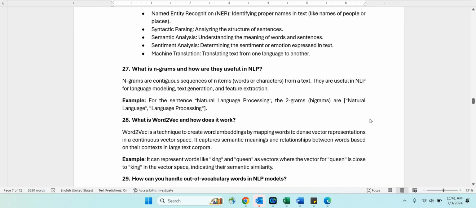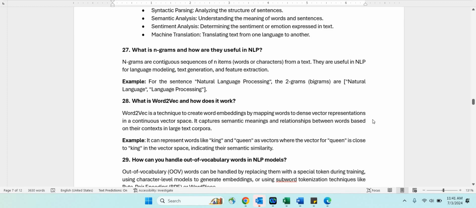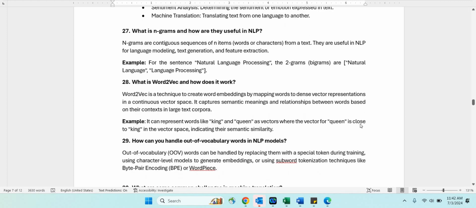What is word-to-vec and how does it work? Word-to-vec is a very common technique used to create word embeddings by mapping words to dense vector representations in a continuous vector space. It captures semantic meanings and relationships between words based on their context in large text corpora. It can represent words like king and queen as vectors, where the vector for the queen is very close to the king in the vector space, indicating their semantic similarity. That's a very important point to remember.